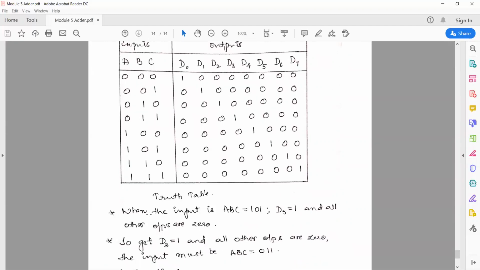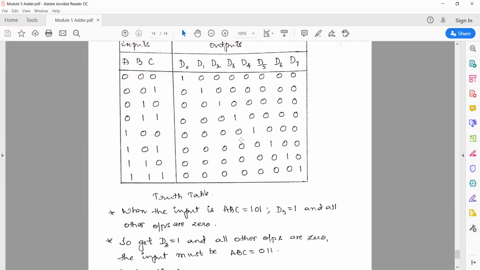Here is an example that is being given. When the input ABC is equal to 101, that means what? This particular input is 101, right? So we have D5 equal to 1, is it not? And all other outputs are zeros.